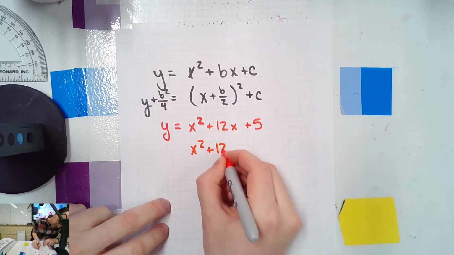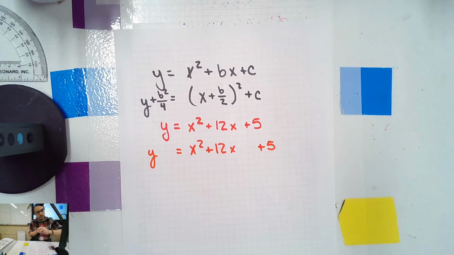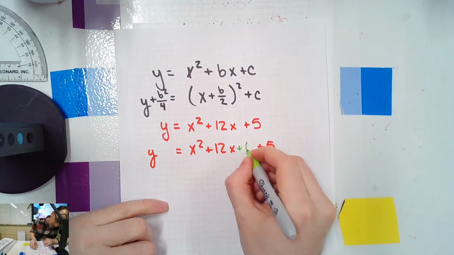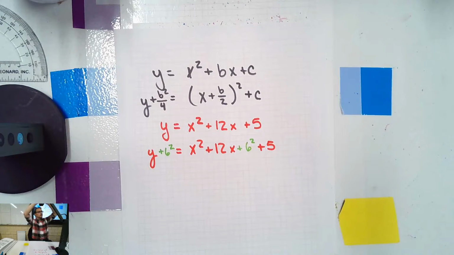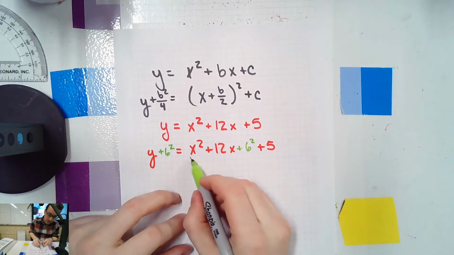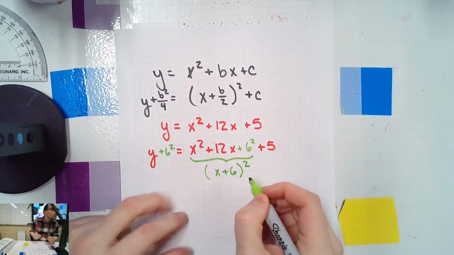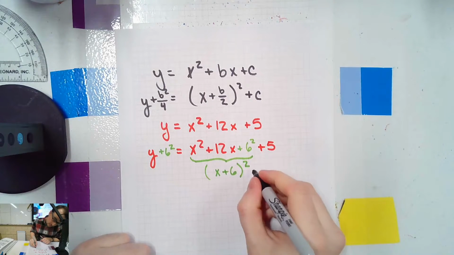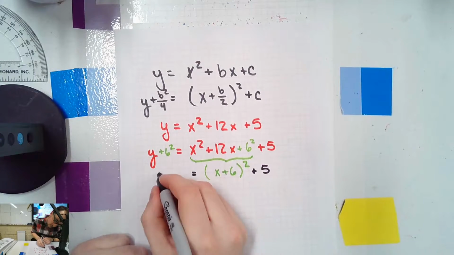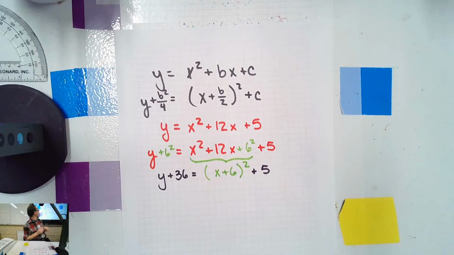So I've got this. And we said half of 12 is 6, so we're going to add 6 squared to both sides, right? Because that's the little piece of square we've got to add in, right? And we know this will all become this, right? A perfect square. That's x plus 6 in dimension. Cool. And then we move stuff around.